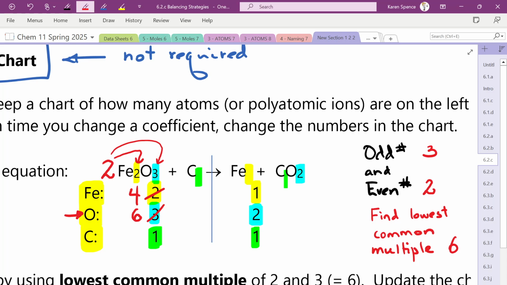And you can say, okay, so now I've got 6 oxygen on the left-hand side. Let's now make 6 on the right-hand side. So if I put a 3 in front of the CO2, that's going to give me 6 oxygen. And that makes my oxygen the same. Okay? But putting that 3 doesn't just change the oxygen, it also changes the carbon. So instead of having 1 carbon, we now have 3.